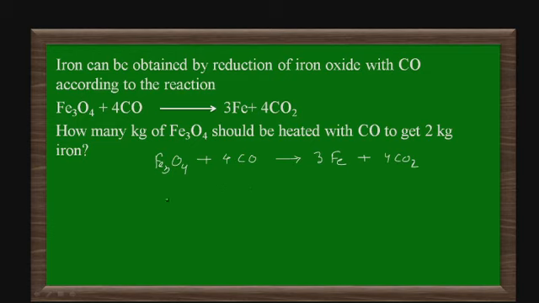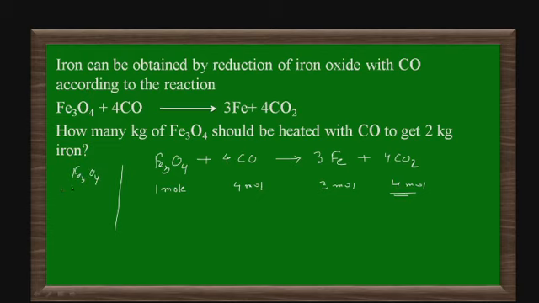So now again we will use the same stoichiometry. 1 mole Fe3O4 reacts with 4 mole carbon monoxide to give 3 mole Fe and 4 mole carbon dioxide. Now we will calculate in terms of gram, that is, we need to calculate the molar mass of all the substances here. Now, the molar mass of Fe3O4.